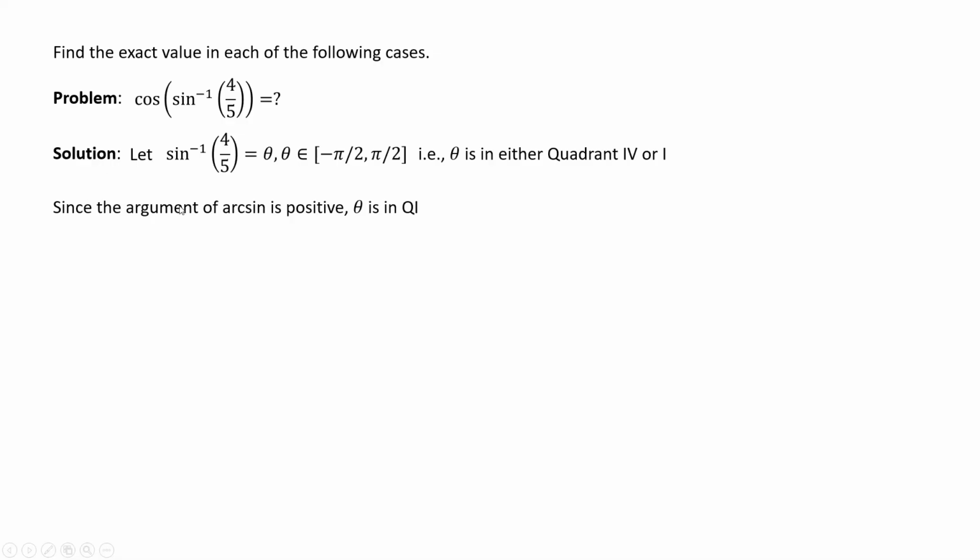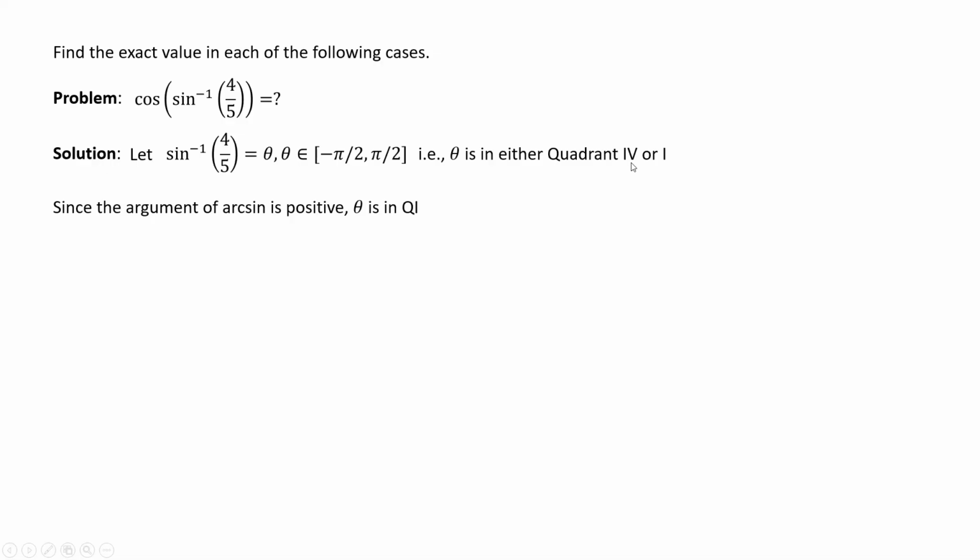What in the world do I mean by that? Look at the argument of sine inverse here, or arcsine. It is positive 4/5, right? So that means sine of theta must be a positive 4/5. If theta were in quadrant 4, would sine theta be a positive 4/5? No, because sine theta is negative in quadrant 4. That's why, looking at the positive argument 4/5, we can say that theta must be in Q1, the first quadrant.